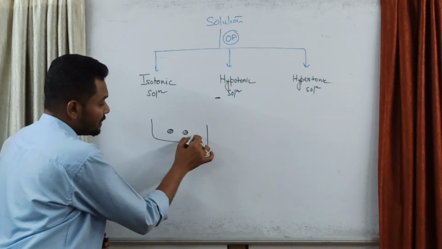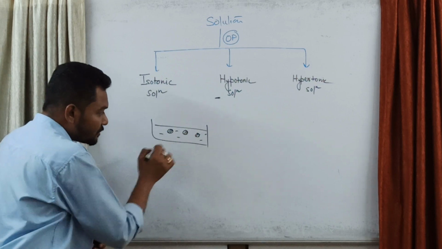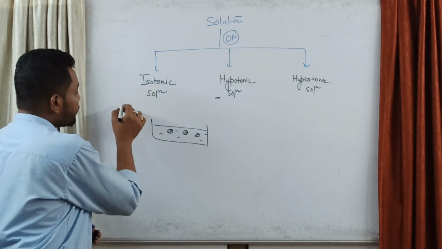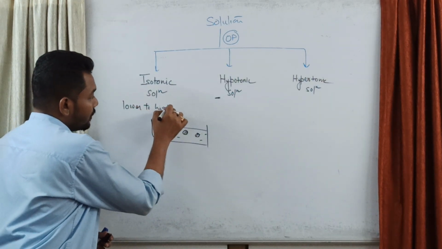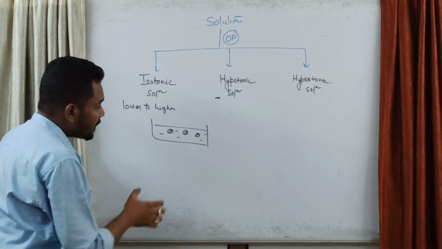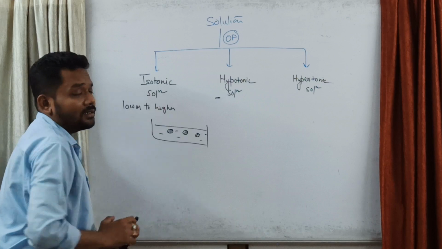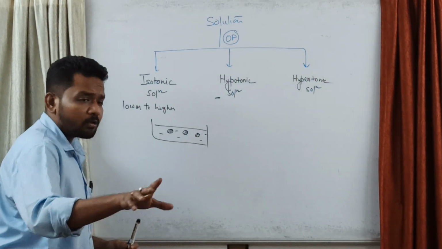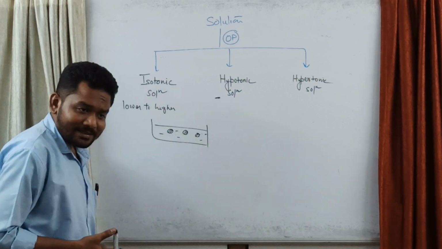Blood cells are kept in a solution, and that solution concentration is more than the blood cell. And you know osmosis goes from lower to higher. Now you are saying the concentration level of the solution is higher than the blood cell. When you talk about concentration, you are talking about osmotic pressure. That means the solution osmotic pressure is more than the blood cell.